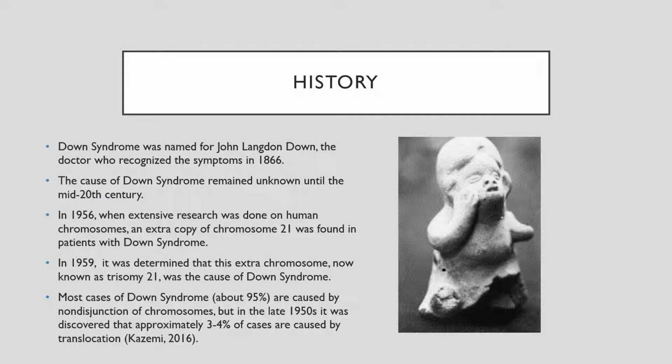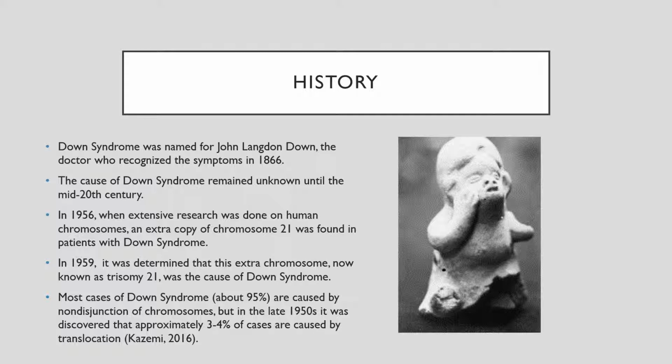The picture to the right dates back to about 2,500 years ago, and it depicts a person who shows signs of Down syndrome. Down syndrome was first named for John Langdon Down, who was the doctor who recognized the symptoms in 1866. However, the cause of Down syndrome remained unknown until about the mid-20th century. In 1956, when extensive research was done on human chromosomes, that's when they realized that an extra copy of chromosome 21 could be found in patients with Down syndrome.